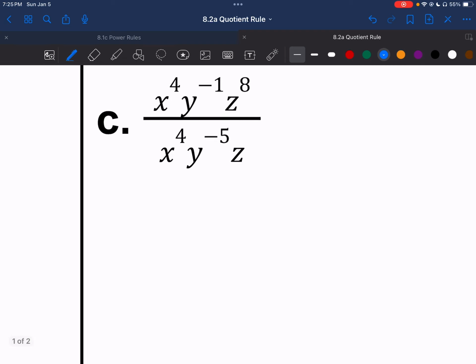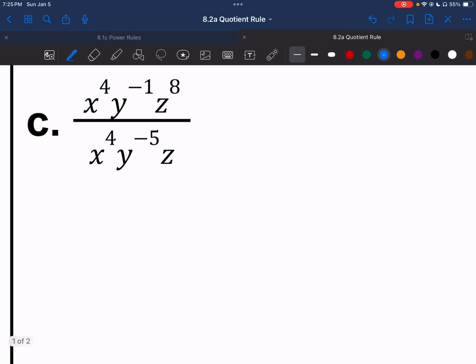All right, letter C. We have x to the 4th, y to the negative 1st, z to the 8th, over x to the 4th, y to the negative 5th, z. All right, well, let's go through. Do we have any coefficients? Step 1, no. We're going to go one variable at a time now.